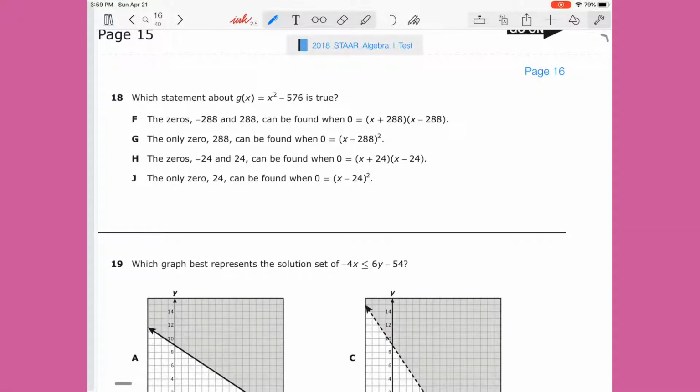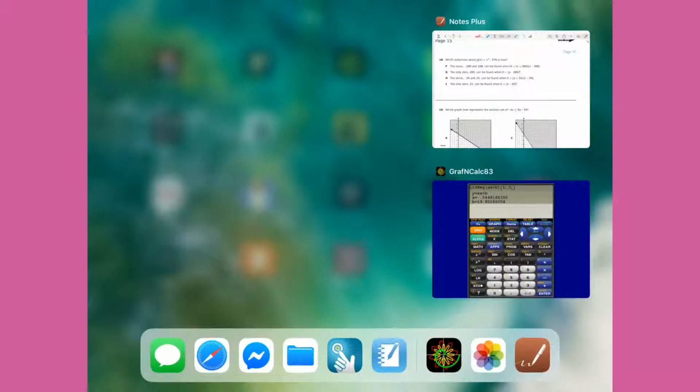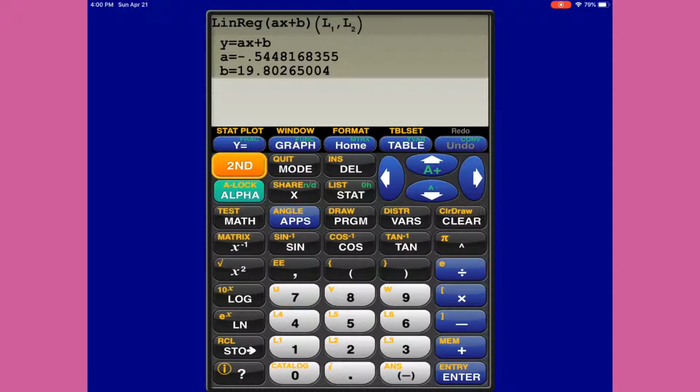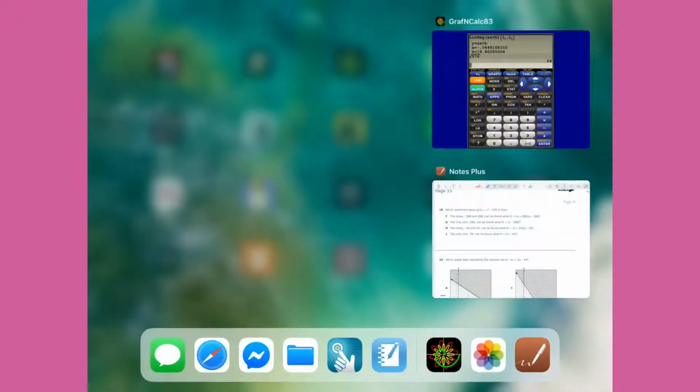All right, so number 18. Which statement is true about g of x is equal to x squared minus 576? We've got a number, we've got a difference, we've got a quadratic. So that's going to let me think that this is probably a difference of squares. So I'm going to see if 576 is a perfect square. So square root of 576. Oh, look at that. It is.